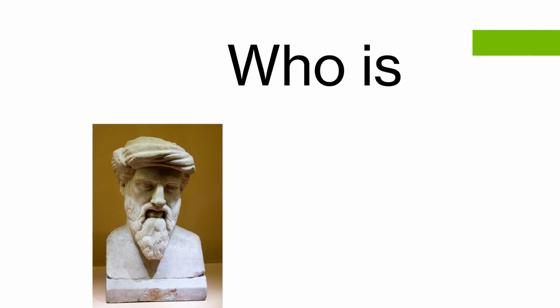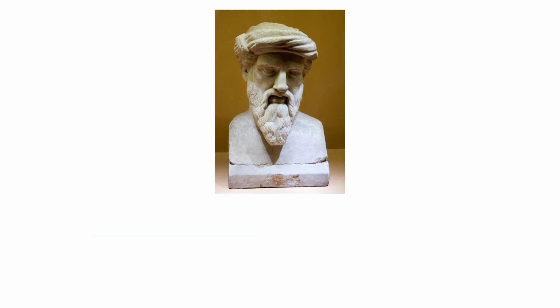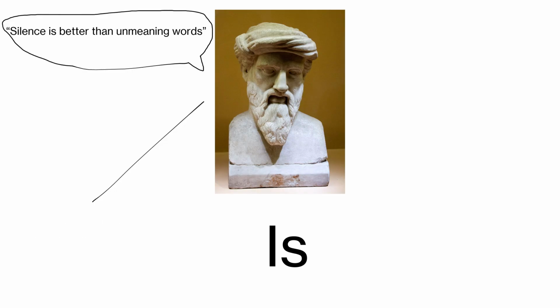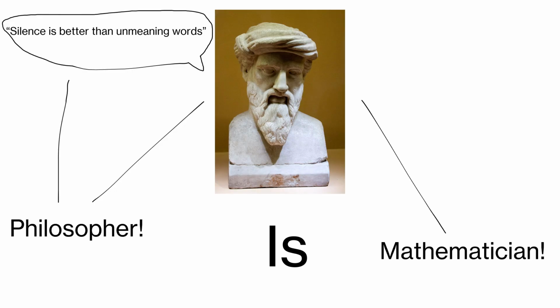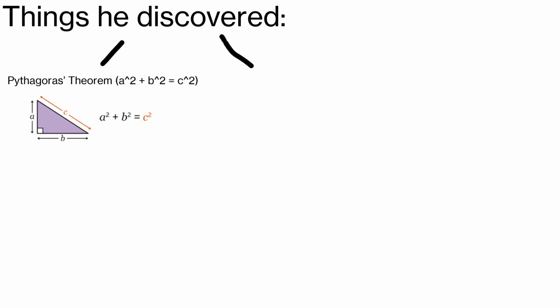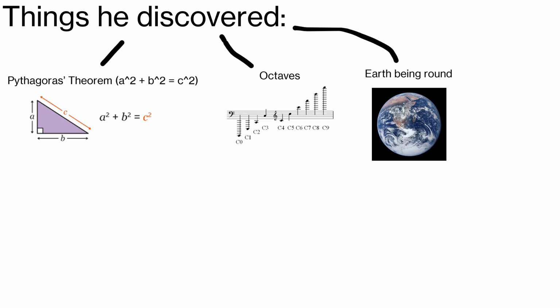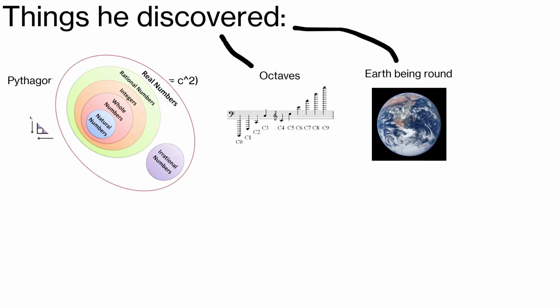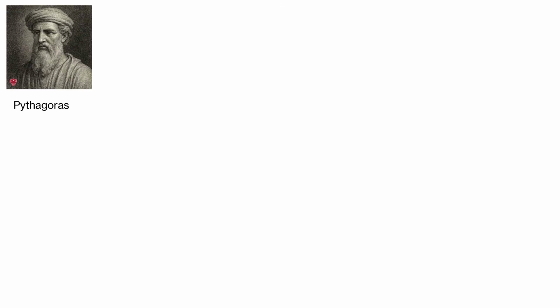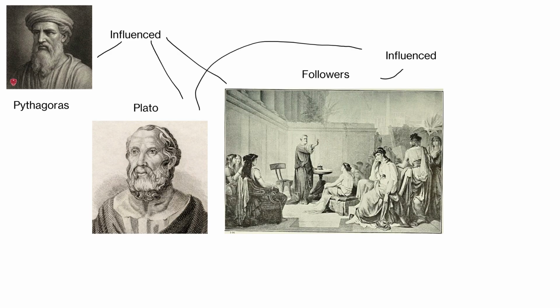But who is Pythagoras? Well, Pythagoras is an ancient Greek philosopher and mathematician. He discovered many great things, most of which are extremely valuable. Some things that he discovered include the Pythagoras theorem, octaves in music, and the earth being round, along with many, many more things. Pythagoras would influence many people, including his followers and Plato, who would then go on to influence us. Wow!